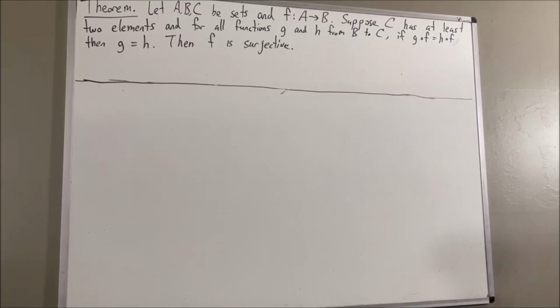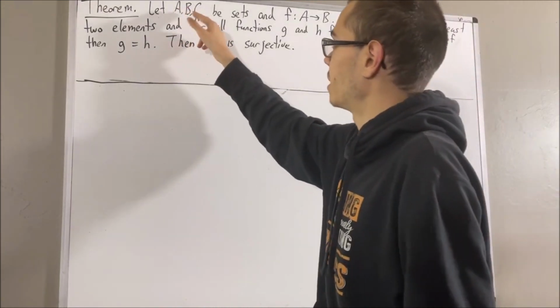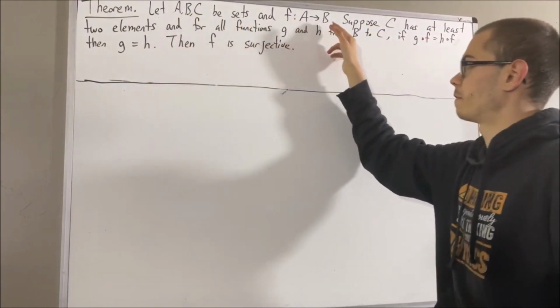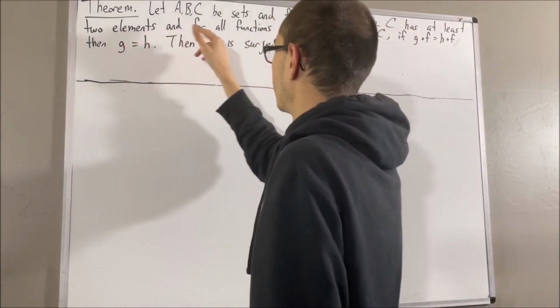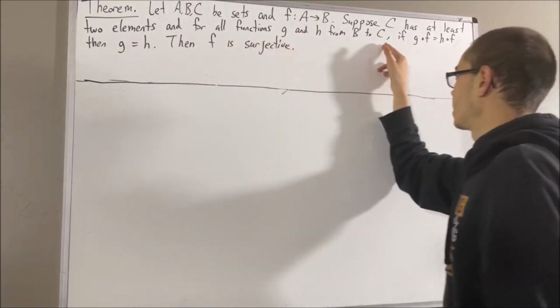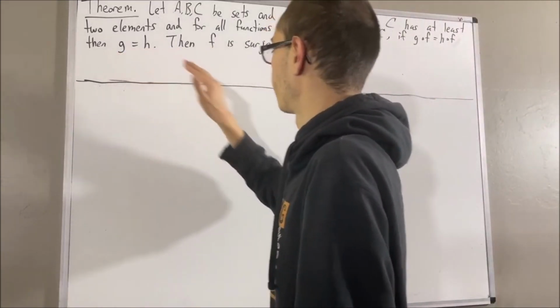Hello! In this video, we are going to prove the following theorem. Let A, B, and C be sets, and suppose f is a function from A to B. Suppose C has at least two elements, and for all functions g and h from B to C, if g compose f equals h compose f, then g is equal to h.